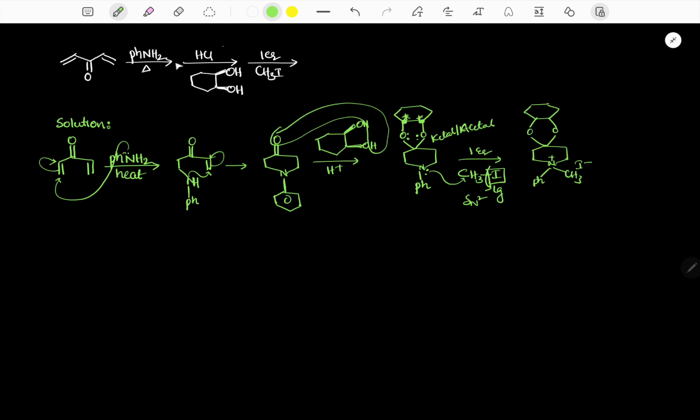So first reaction is 2 times Michael addition, second reaction is acetal formation, and third reaction is SN2 type of reaction.